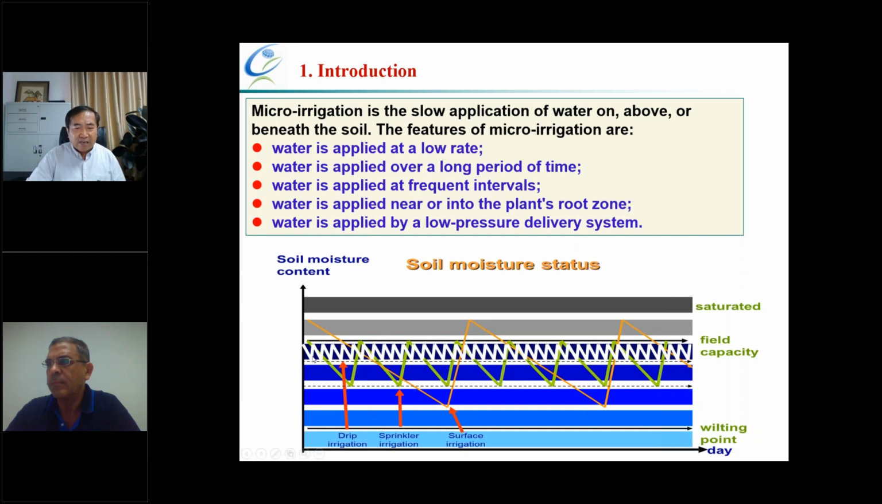This figure shows the soil moisture status under different irrigation methods. This yellow line is for the surface irrigation. This green line is for the sprinkler irrigation. And the white line is for the micro-irrigation. From these figures, it can be seen that the soil water can be maintained in very good condition according to the rule of crop water requirements under micro-irrigation.